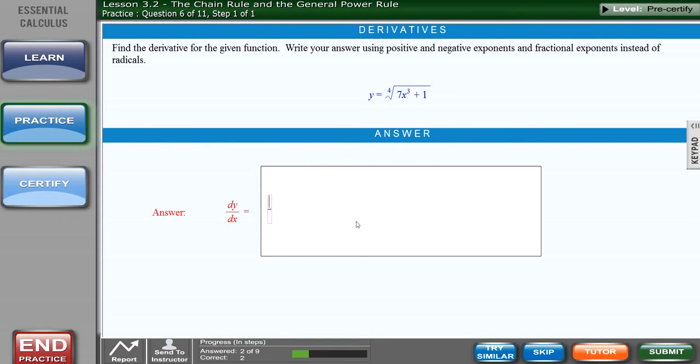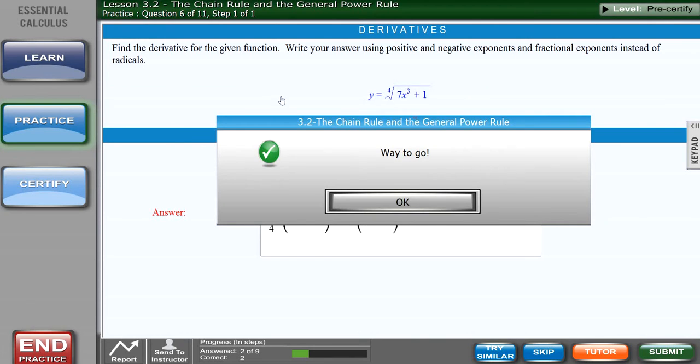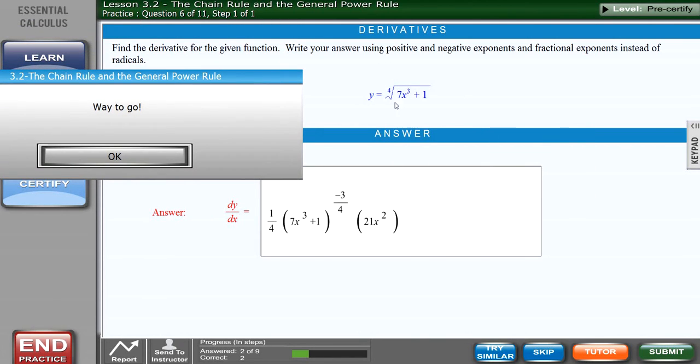So let's go ahead and put that in here. 1/4 times 7x cubed plus 1 raised to negative 3/4 times 21x squared. Alright, there it is. So again, if you see that radical sign like this one has, rewrite it using an exponent. So again, this is a 4th root, so it's the same as raising to 1/4.